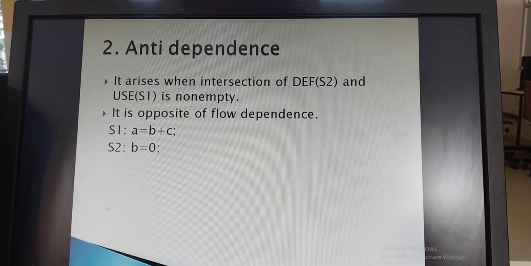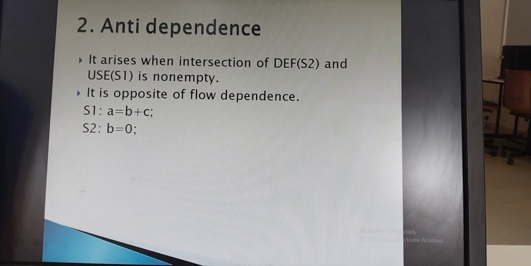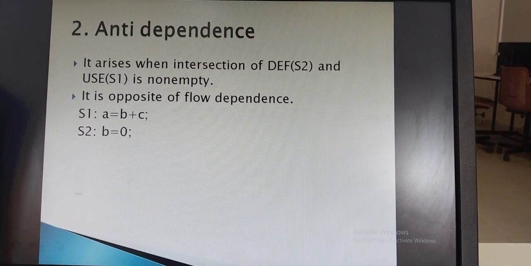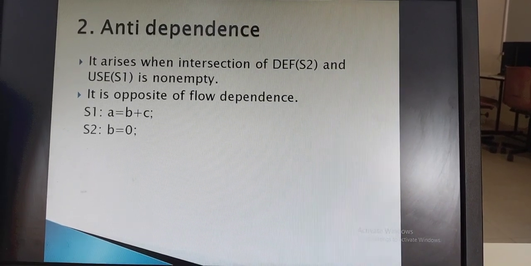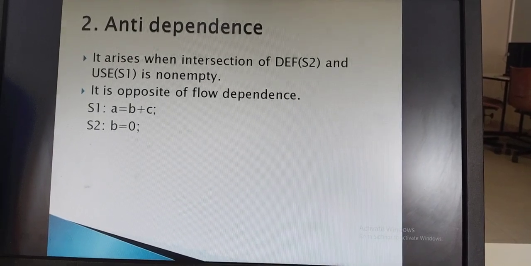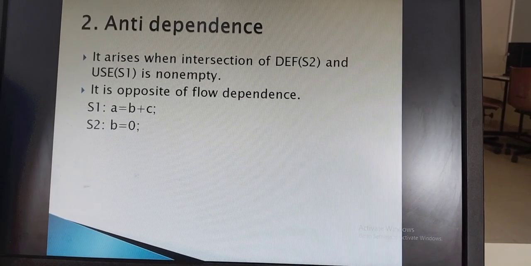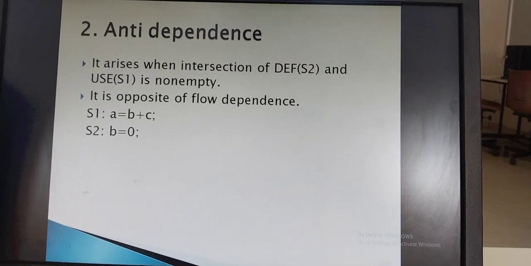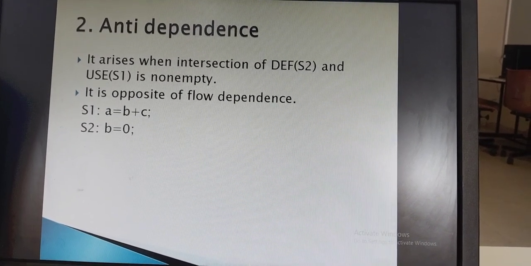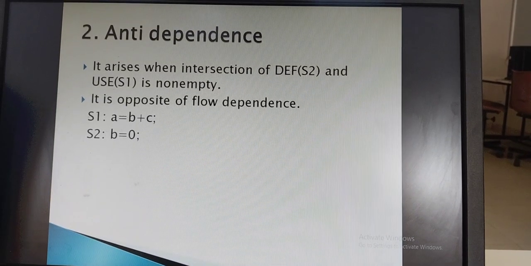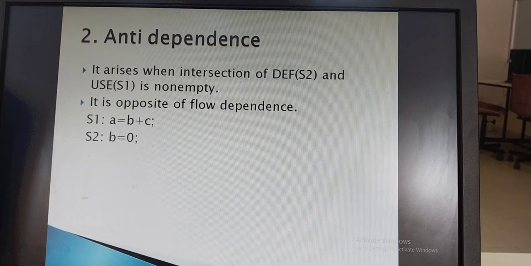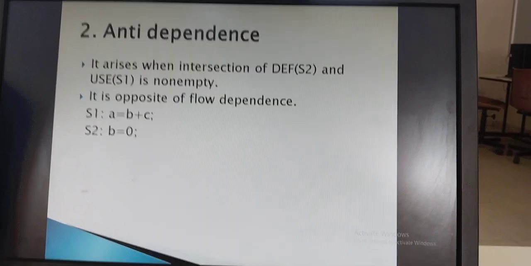Second type of dependency is anti-dependence. It arises when the intersection of the define set of S2 and the use set of S1 is non-empty. So that is the opposite of flow dependence. In flow dependence, we take the intersection of S1 and S2. In anti-dependence, we take the intersection of S2 and S1, that is, define of S2 and use of S1. For example, statement S1 is A equals B plus C, and statement S2 is B equals 0.